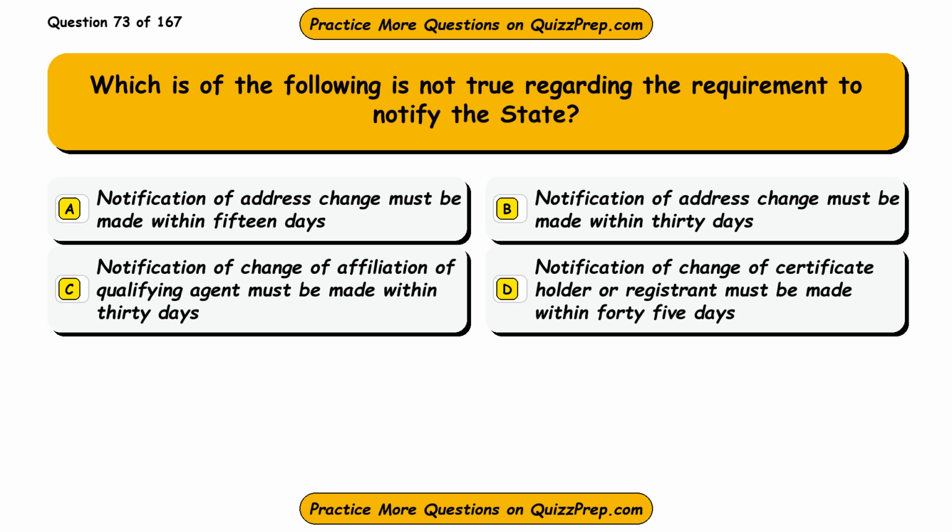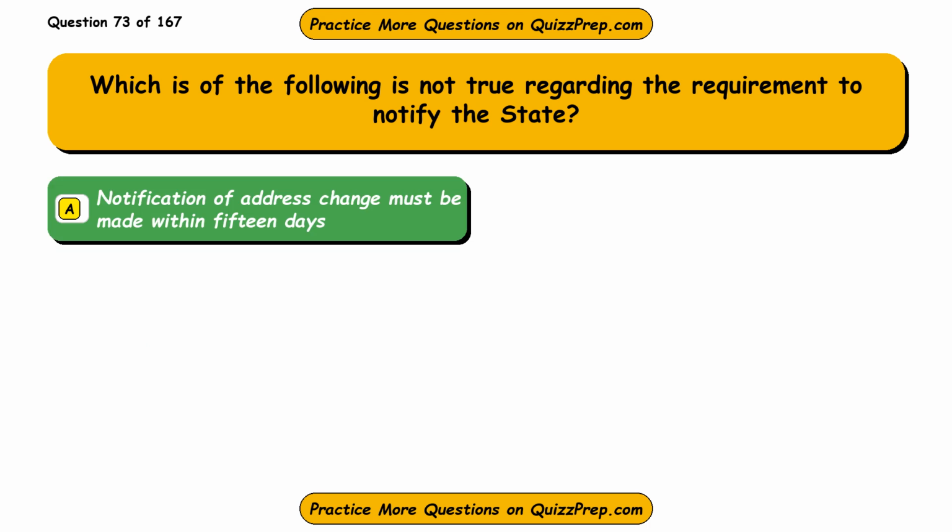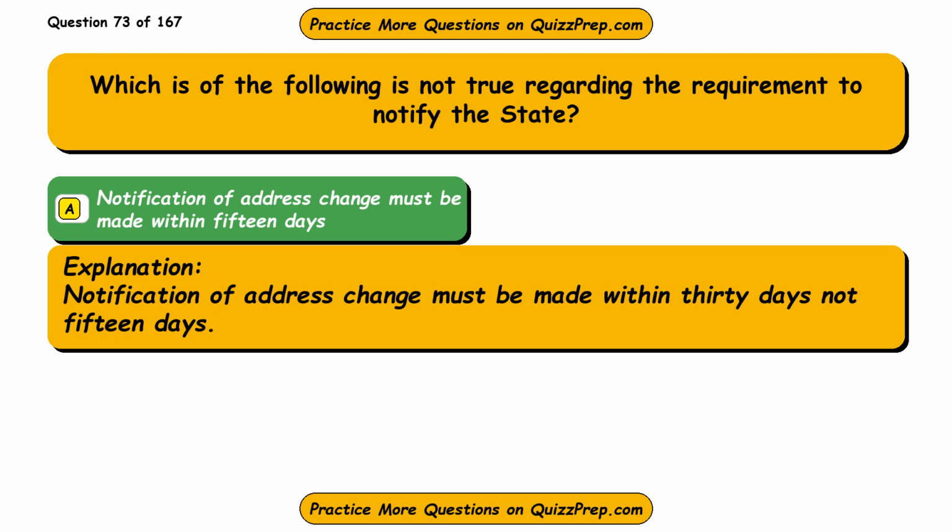Option C, notification of change of affiliation of qualifying agent must be made within 30 days. Option D, notification of change of certificate holder or registrant must be made within 45 days. The correct answer is option A, notification of address change must be made within 15 days. Notification of address change must be made within 30 days, not 15 days.